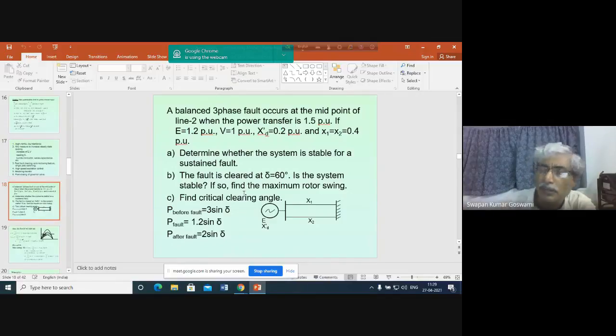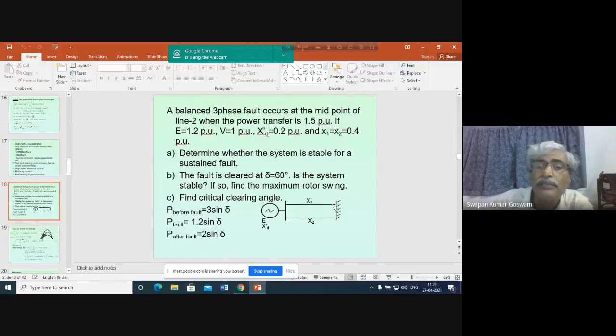How can we explain the stability of the system using equal area criterion? Okay. Now you see that here, what is this example? Here, a generator is given, connected to a bus, and there is a double circuit transmission line. Parallel lines are there, double circuit lines.